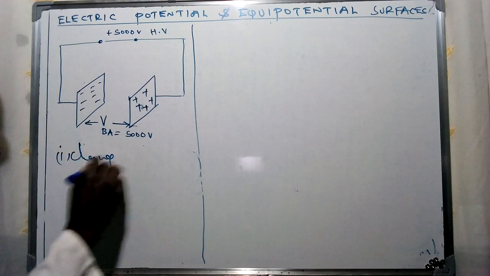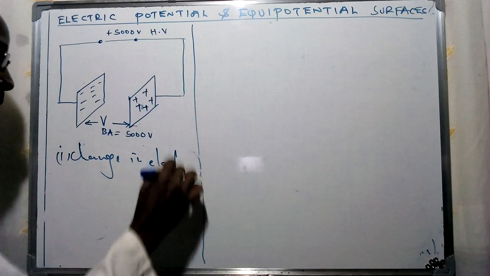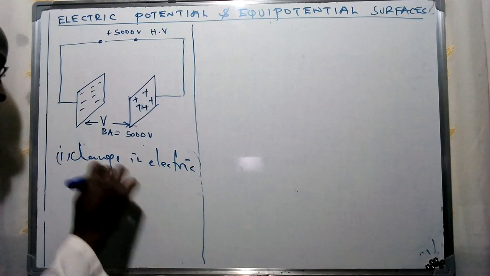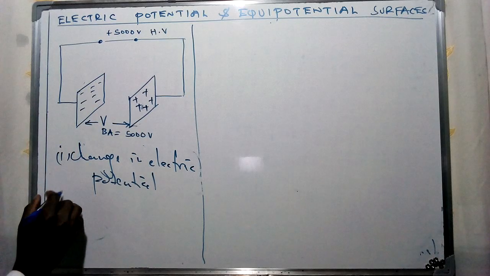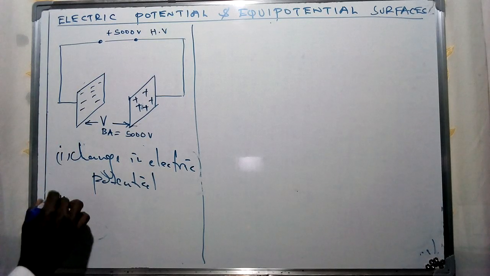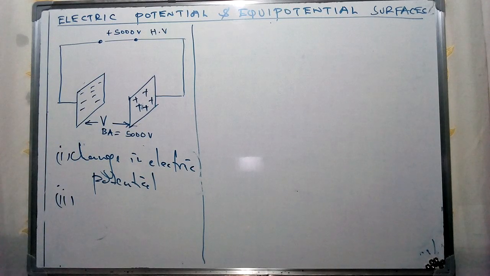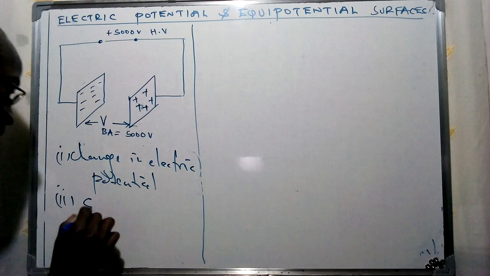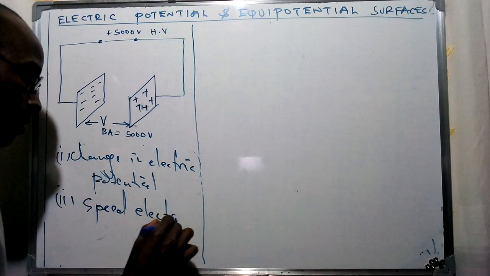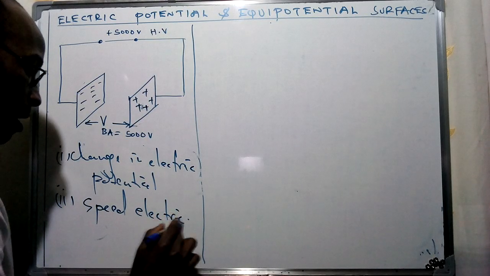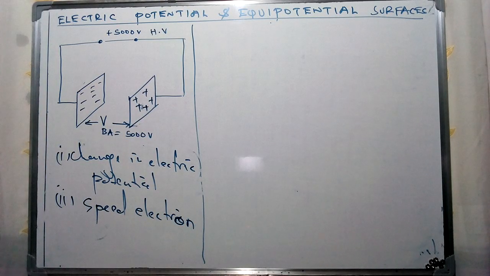So this is going to be the change in electric potential of this specific electron accelerated in this specific cathode ray tube. And we are also going to be required to find the speed of this specific electron. Now this is going to be a direct application of our previous discussion we had on electric potential.